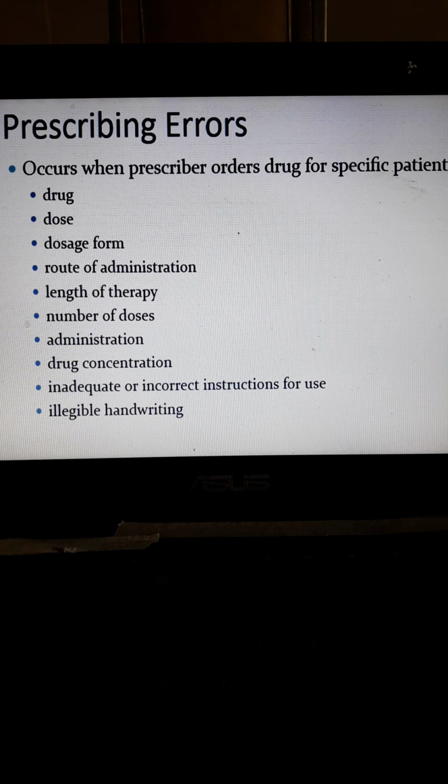Inadequate or incorrect instructions were used. So there is what we call a misinterpretation, or incorrect instructions or information given by the prescriber, and of course illegible handwriting of the doctor. That is usually common. Okay, next.